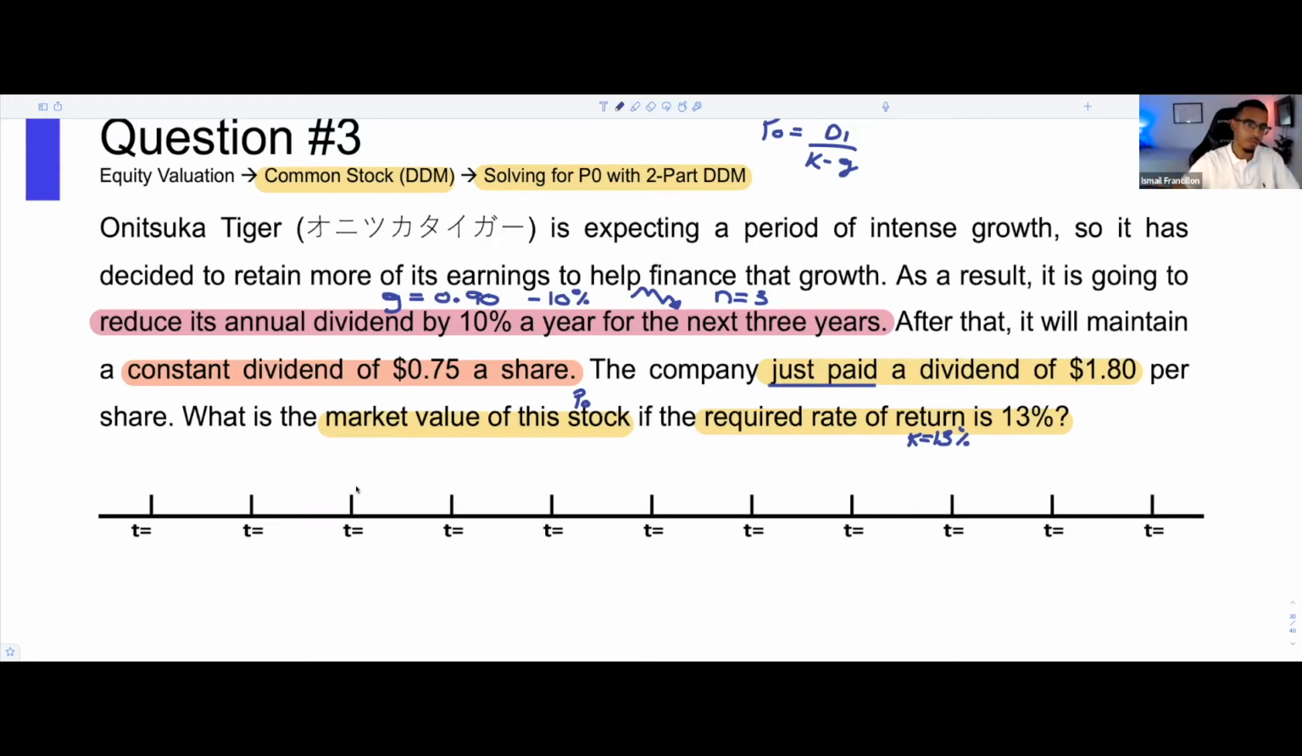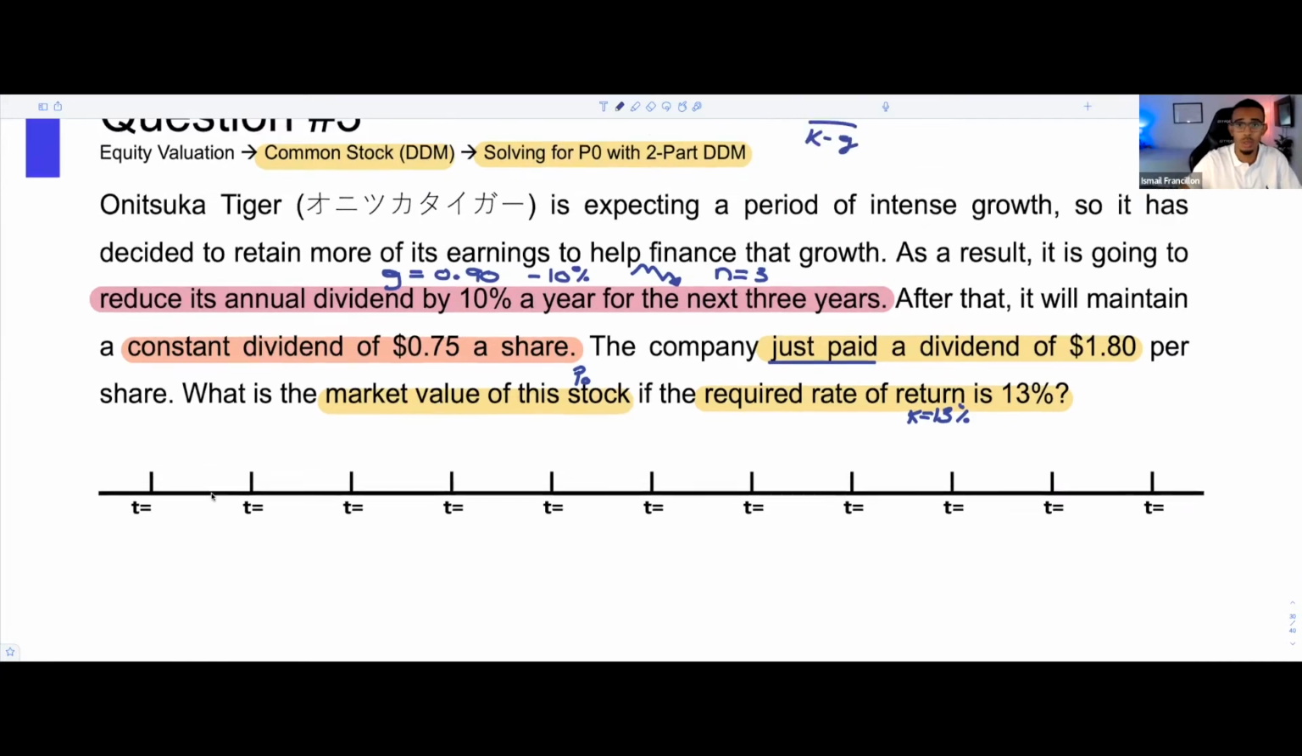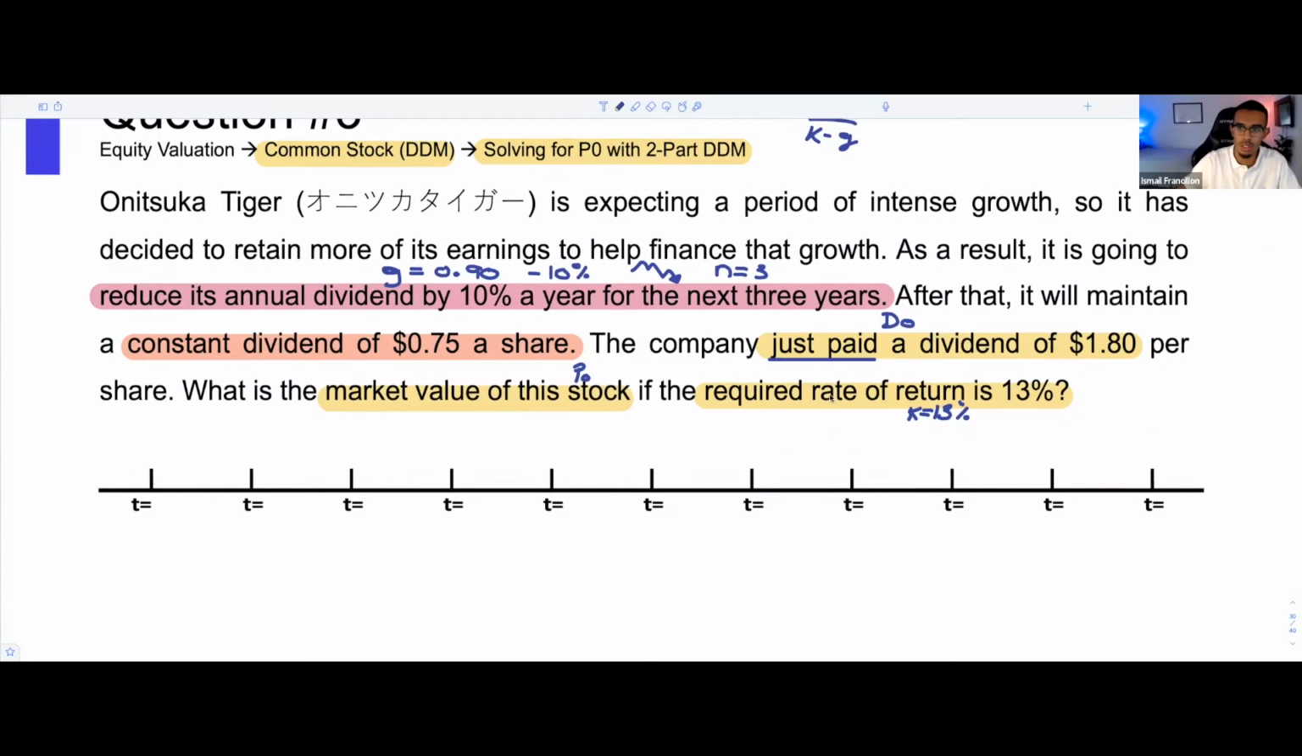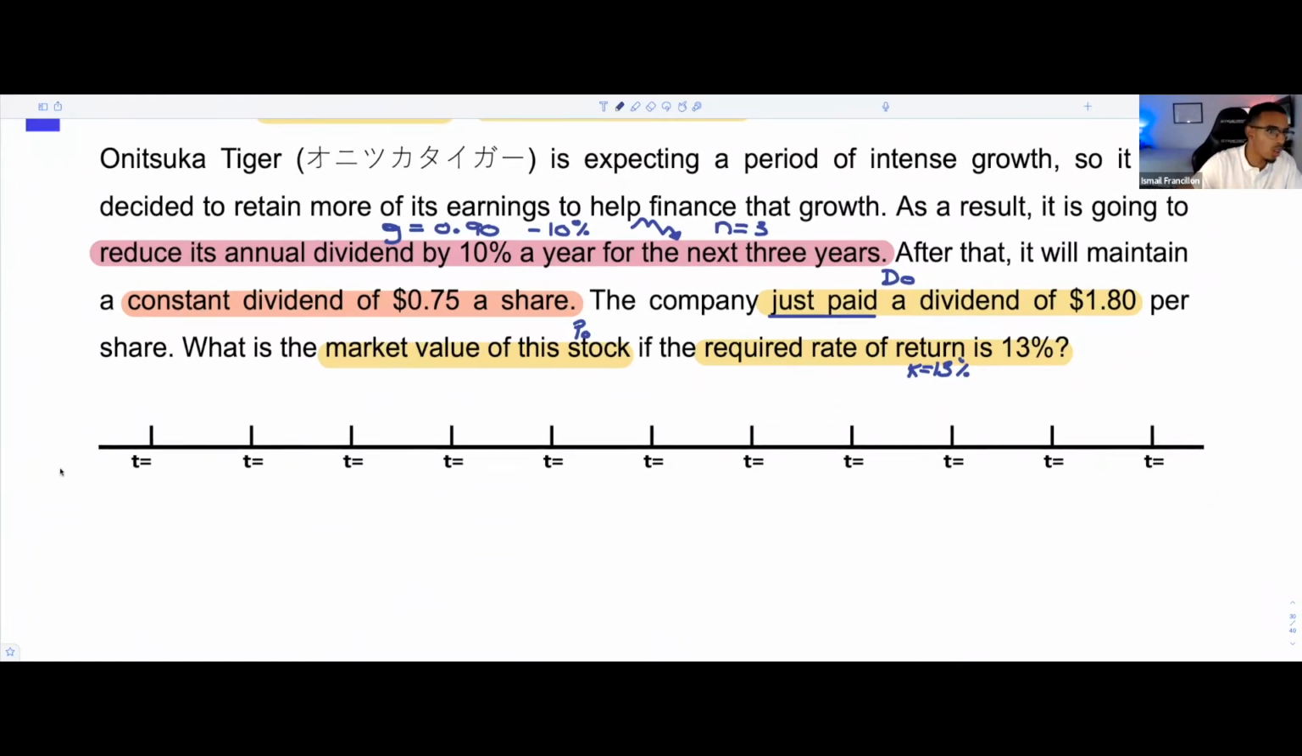Let me give you an example, and we're going to use our timeline to do so. But before we do, I would like to ask y'all, when we say the company just paid a dividend, what does that mean? Is that D0, D1, D2? We're at D0, exactly. So this is D0. It's very important to understand. Let's draw up our timeline real quick. We know this is T. We're just going to go like this.